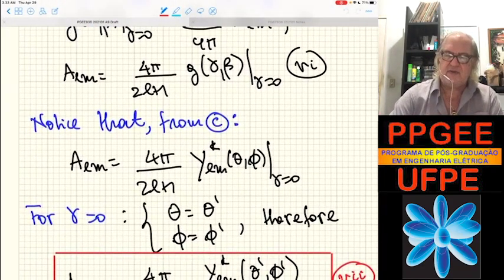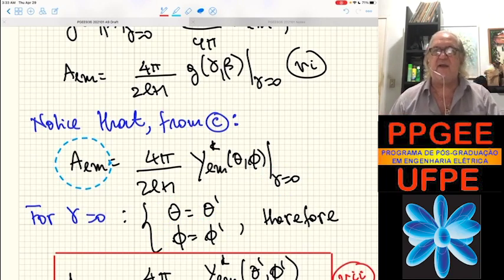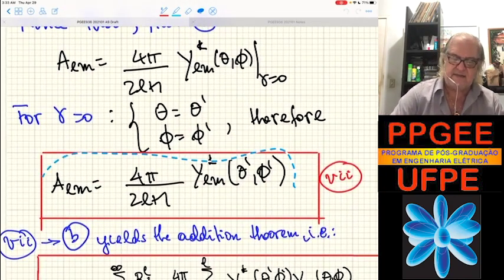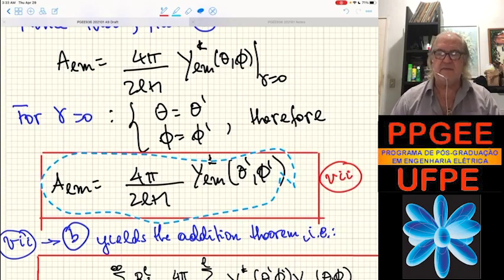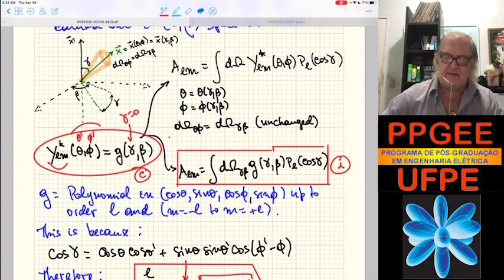ALM equals this thing here, times this factor. And this one is the spherical harmonic of theta, phi for gamma equals 0, which means that theta equals theta prime, phi equals phi prime. So that's the term that we were looking for in the first place. ALM is nothing less than the spherical harmonic calculated at theta prime and phi prime. So that's the coefficient we're looking for. That's the only thing missing to conclude the addition theorem.